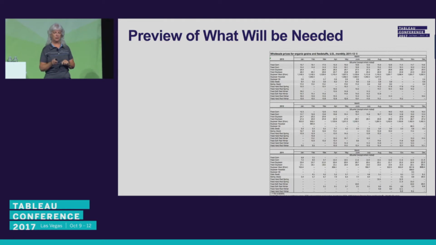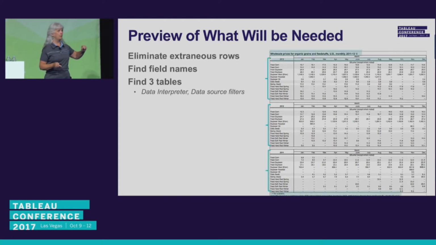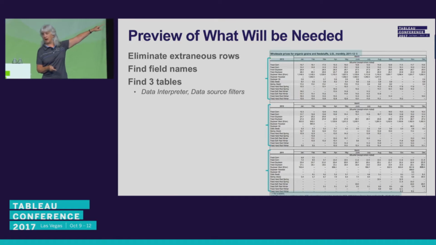So what we're going to need to do at this point is, first of all, there's some extraneous rows in this spreadsheet. There's the title. There's a footnote at the bottom. We need to get rid of that stuff. We need to find the field names. Those are in row 3, not row 1, where the Excel connector expects it to be. And finally, there are 3 tables in there that we need to pull out to be able to use. The tool for doing that is Data Interpreter, and data source filters are going to help with some of the extraneous rows.